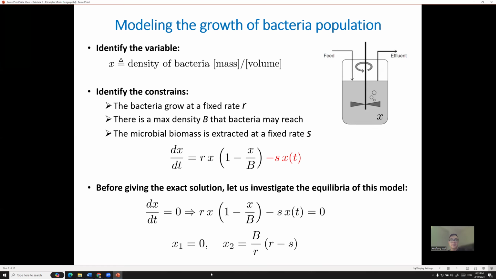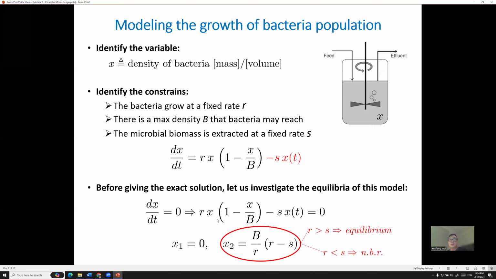So the first equilibrium, x1 equal to 0, is kind of trivial. What is x1 equal to 0? That means if there's no microbial mass in the chamber to start with, then nothing will grow from it. So this is a fair assumption, but it's trivial, so it's not very useful. It means if there's nothing to start with, nothing will grow out of it. So let's look at the second equilibrium point, x2.